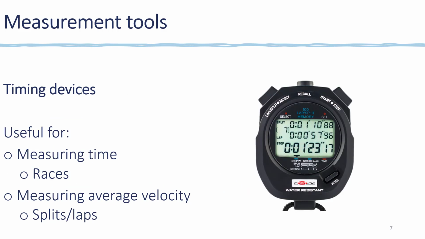So first we have timing devices. Time is a fundamental dimension in mechanics, so the measurement of time is important. And watches are the simplest devices for measuring time. If you require more accuracy, like if you're timing someone during a race, then you could use something like an automatic timing device that might be more appropriate for your goal.